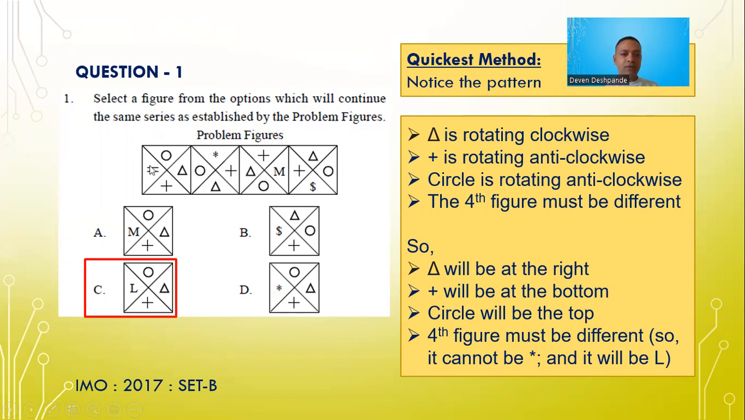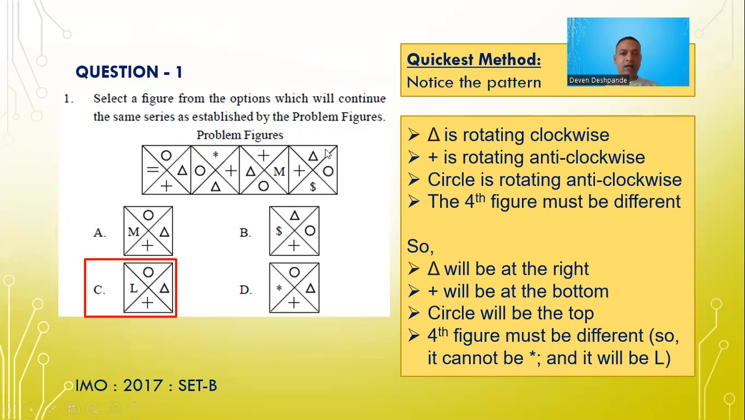And the fourth figure is constantly changing. So equal to in the first, star in the second, plus M in the third, and dollar in the fourth. So the fourth figure is constantly changing. So if we basically extrapolate, if we basically find the pattern, so this is the pattern, and then you have to rotate the triangle clockwise. So the triangle should be here on the right. So triangle is here on the right.